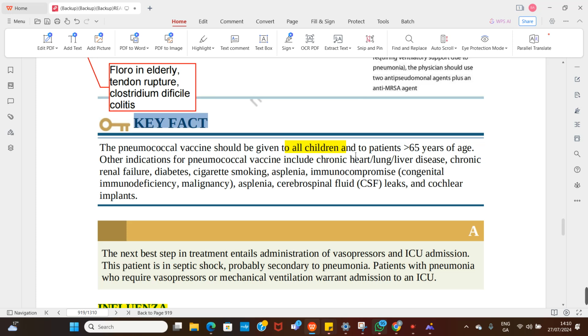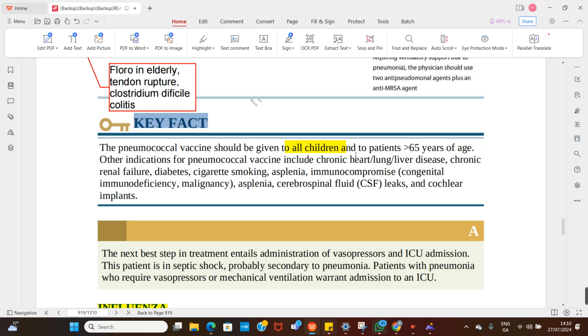So just start with the age. Less than 5, you have to take. More than 65, you have to take. Are you having any chronic illness? Lung, liver, kidney, heart, you have to take. Are you diabetic? You have to take. Are you a smoker? You have to take. Are you having asplenia? Because this is an encapsulated organism. You have to take. Are you having any CSF leak? You have to take, because there's high risk of meningitis from this organism. Cochlear implant, they can develop meningitis from pneumococcal. So you have to give them.